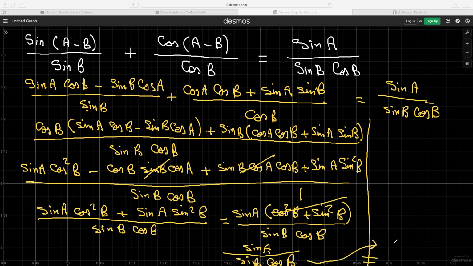So basically it equals sine A over sine B cos B, and this identity has been proven. And that's how you prove this. So it's a bit lengthy, but if you don't make mistakes with your expansion and stuff like that, you should get to this answer. So this identity has been proved or verified. And that's it. I hope this helps you, Sandra.